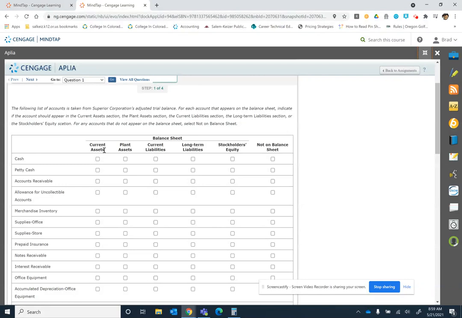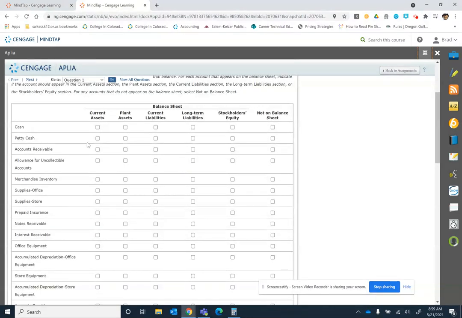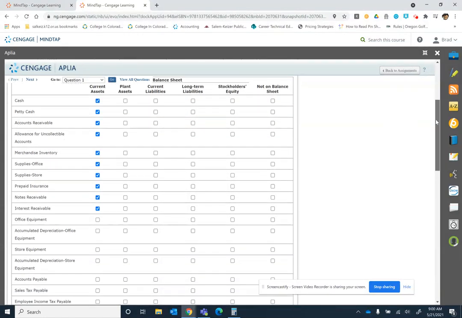So we have our current assets. Our current assets are composed of our cash all the way down through our interest receivable. These are our current assets. Next we have the plant assets. The plant assets are going to be composed of office equipment all the way through accumulated depreciation of store equipment. So office equipment, store equipment, and then the depreciation of those accounts.